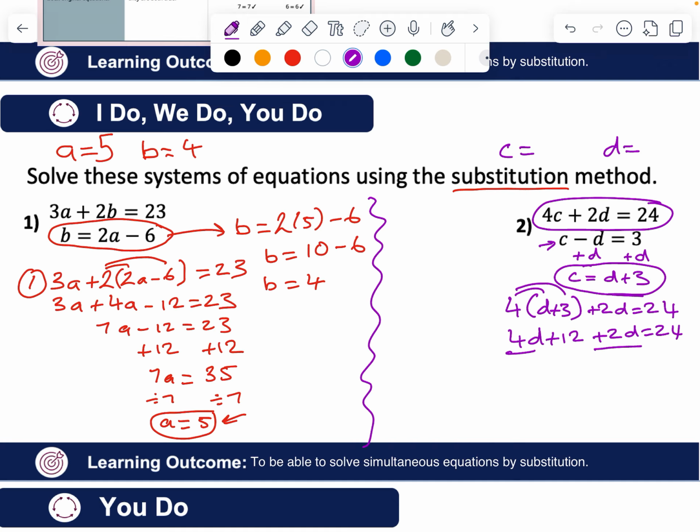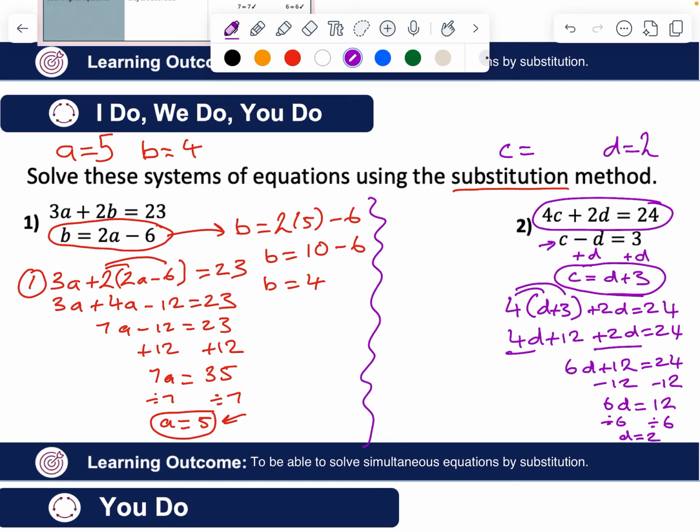Need to simplify the equation. So 6D plus 12 is 24. Subtract 12 from both sides. 6D is 12. And then the last step, divide both sides by 6. So D is 2 in this question.